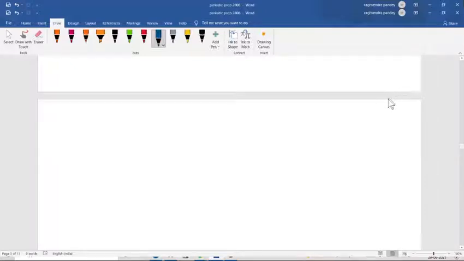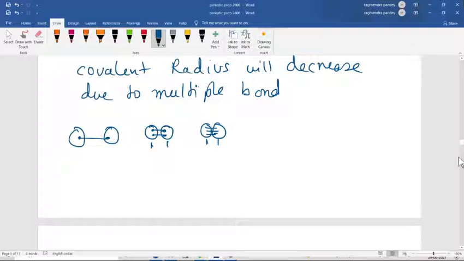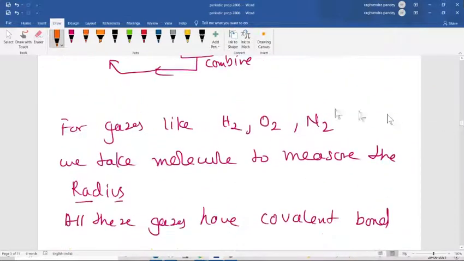So that is the covalent radius. Understood that one? Covalent radius is affected by many things, which we will see when we study the periodic properties. Another thing is that these are gases, hydrogen, oxygen, nitrogen, fluorine, and there are various gases like that which we have to do.